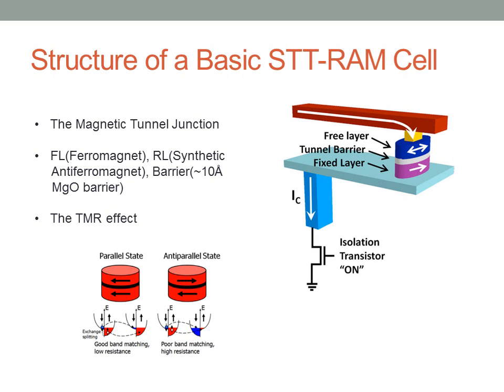Now let us look at the structure of a basic STT-RAM cell. On the right we can see a basic STT-RAM cell. The red line represents the drive line and the blue line represents the sense line. The isolation transistor or the access transistor is used to read or write data into the STT-RAM. The portion between the drive line and the sense line is called the magnetic tunnel junction. It consists of two ferromagnetic layers called the free layer and the fixed layer or the reference layer. Between these layers we have the tunnel barrier, which is a thin insulating non-magnetic layer.